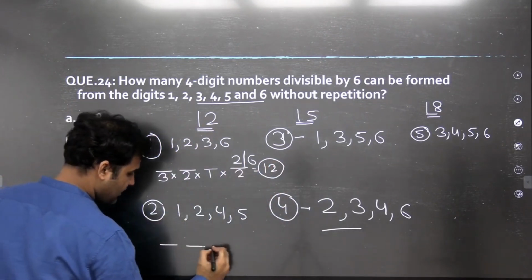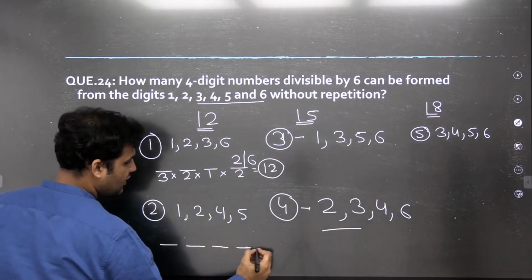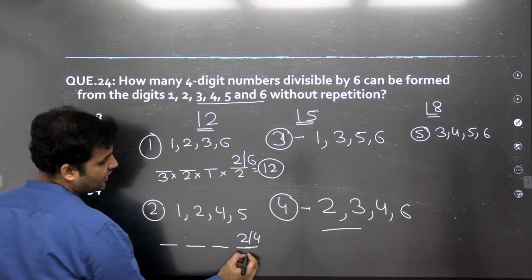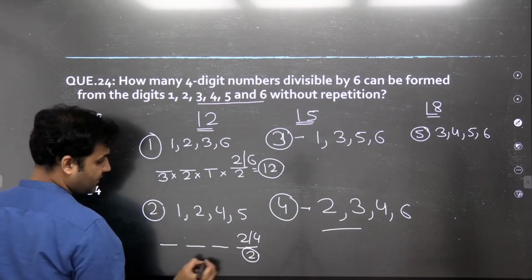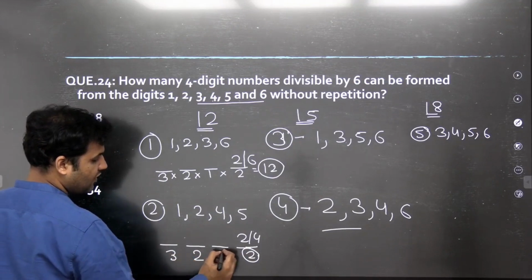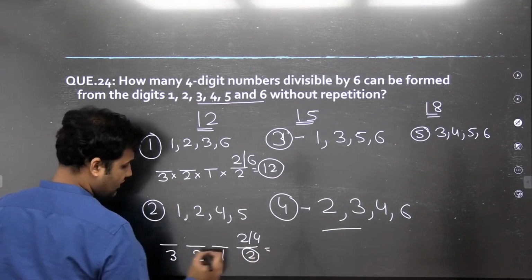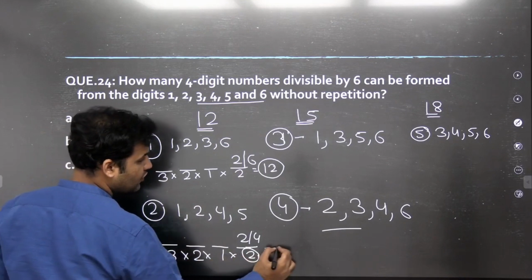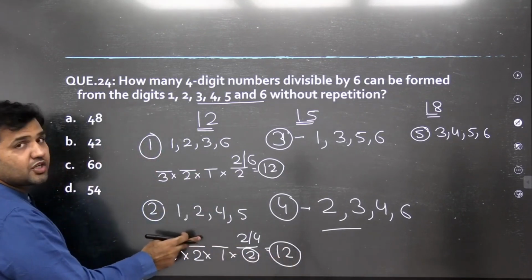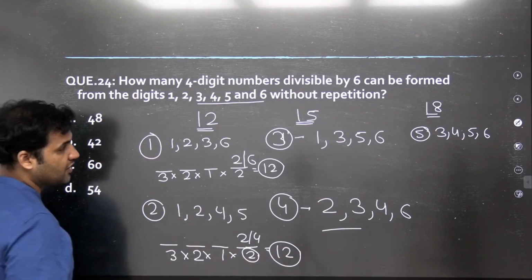Talk about this case. Again you see the unit digit can be filled with 2 or 4 to make sure the number is even. This place can be filled in 2 ways and this place can be filled in 3 ways, then this place in 1 way, 2 ways and 1 way. So you see 3 into 2 into 1 into 2, you will have 12 more numbers which will satisfy both conditions, even as well as sum of digits.